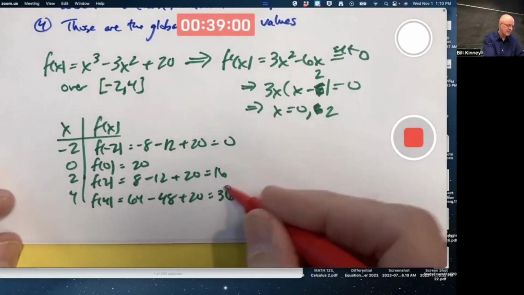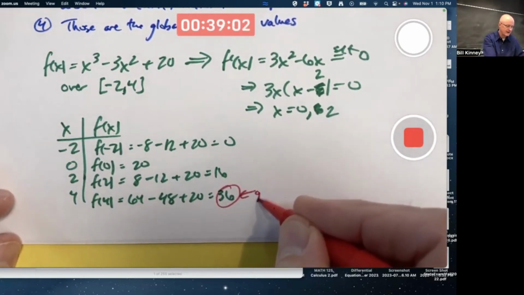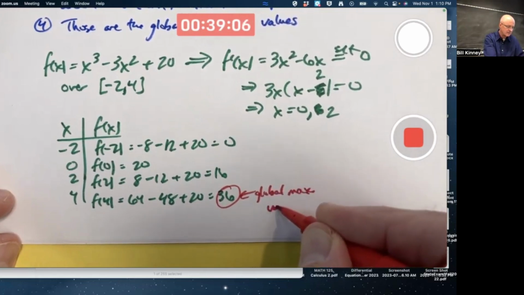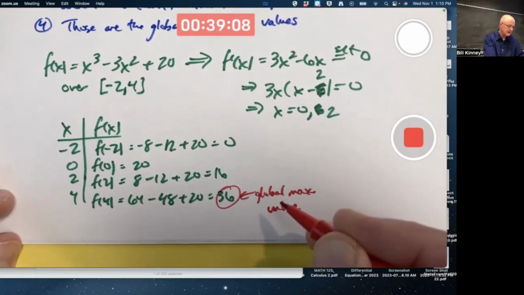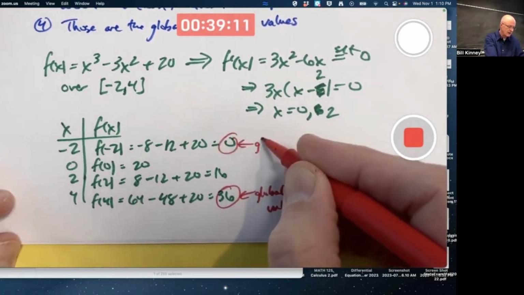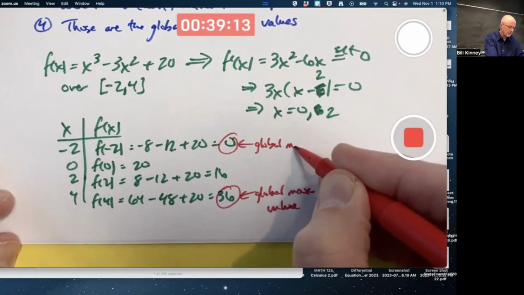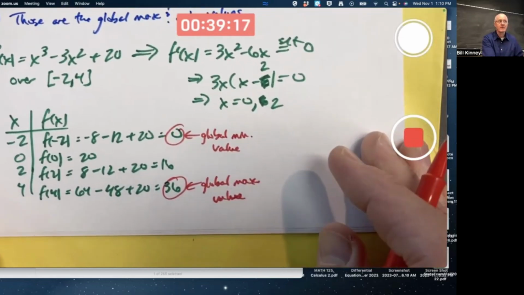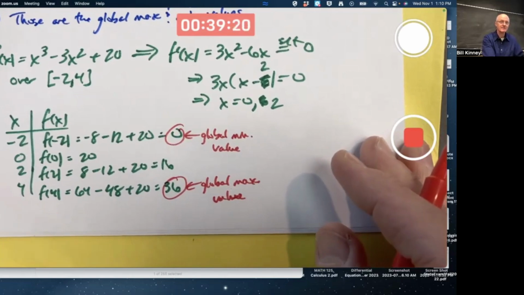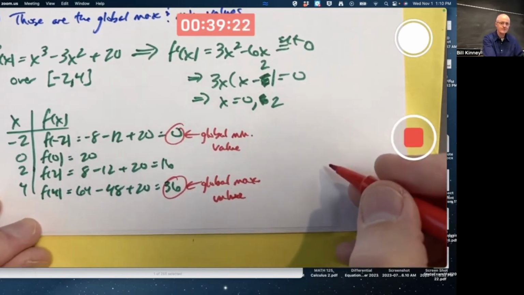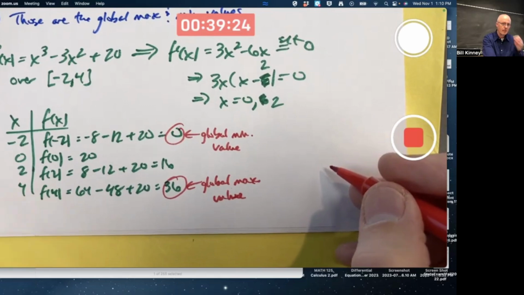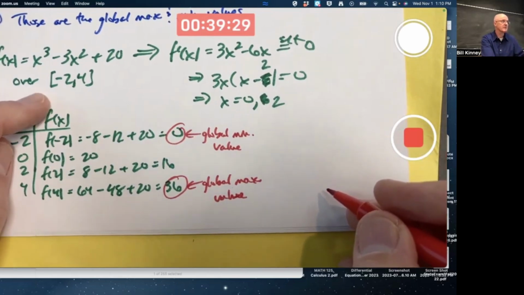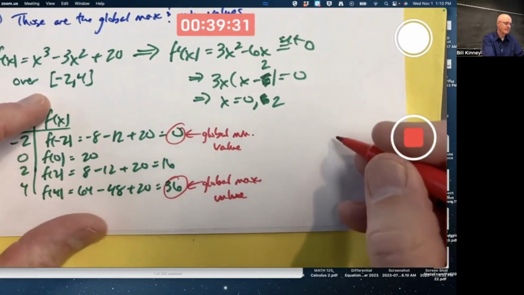What's the highest value? 36. There's the global max value. Where's the lowest? That's 0. That's the global min value. Can we confirm this graphically? Yes, question? How do we know that they're globally the maximum? Like, what if there's a higher point outside of the range you picked? We're only focused on this interval. We're ignoring everything else. That's why. Okay.